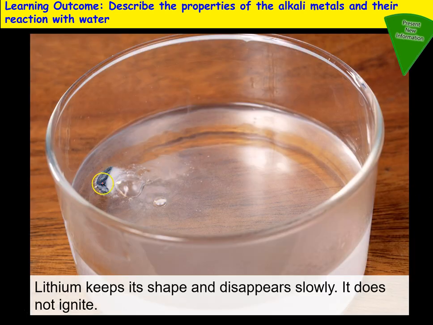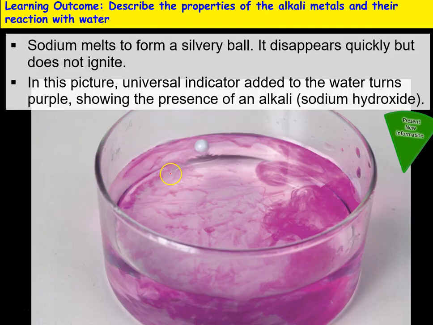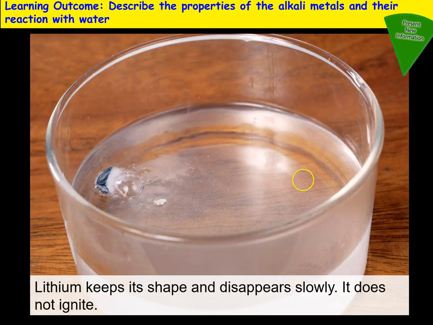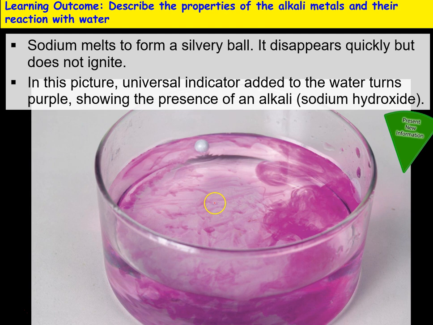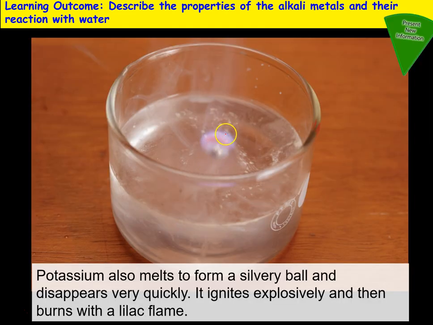Like we said before, lithium keeps its shape, but it will dissolve. It will break up. If there's lithium hydroxide in the solution, it will break down. It won't ignite. Sodium forms a silvery ball. It does melt. If you add universal indicator, it will show you the purple colour. But again, it doesn't ignite. Potassium is more reactive still, so it does ignite and explodes with a lilac flame.